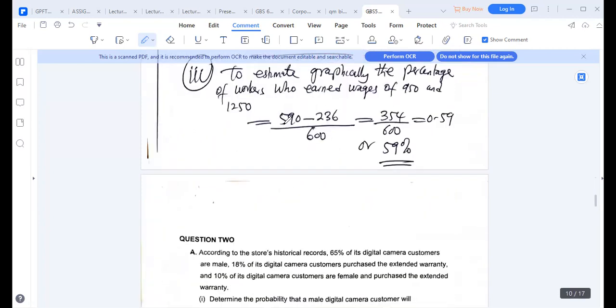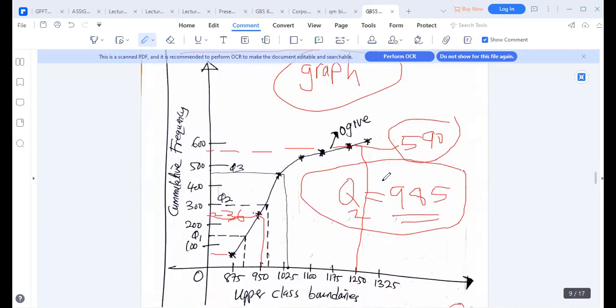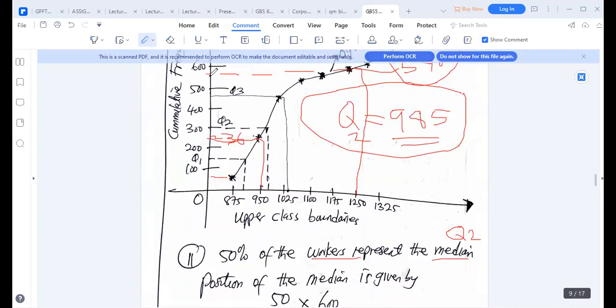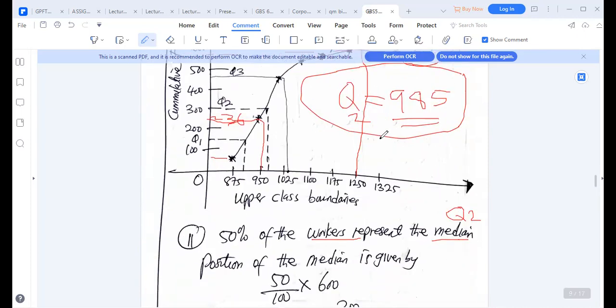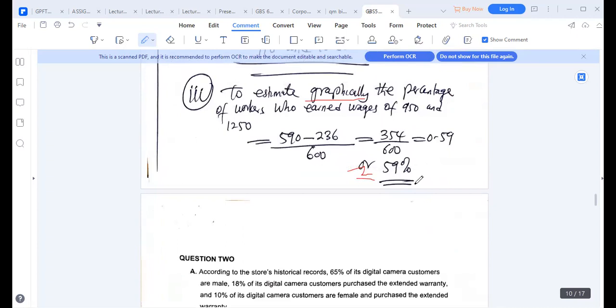So 590 minus 236 over 600 is approximately 59%. So from the graph for 1,250, we can locate and find the frequency, the number of workers, and likewise for 950. So we are simply getting 59%. This is about question number 1 on this one.